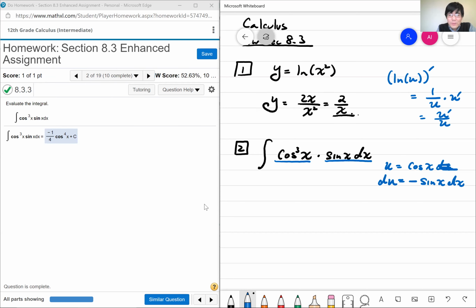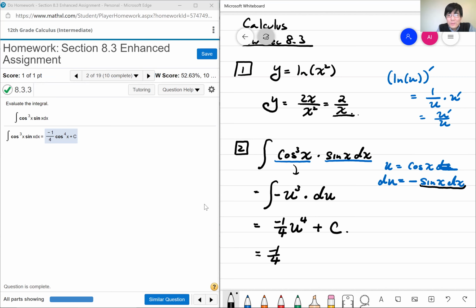So after the substitution, you want to get the integral of u cubed times negative du. Using the power rule to integrate u cubed, we get u to the power of 4 over 4. And we turn it back to x, since u is equal to cosine x. So we get cosine x to the power of 4 over 4, plus c.